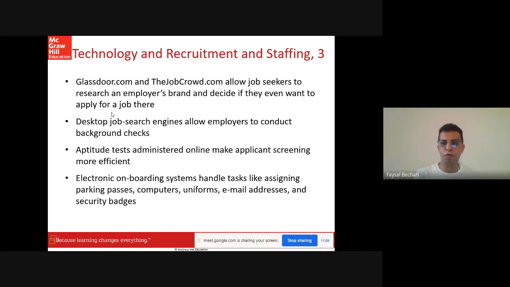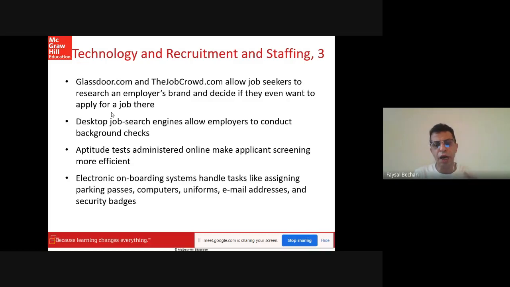As we said, for recruitment and staffing, there are so many sites where you can do a job search and apply for a job, like Glassdoor.com, like Job Crowd, like LinkedIn, which allow the job seeker to research an employer brand and decide if they even want to apply for a job. There are desktop job search engines that allow employers to conduct background checks. The aptitude test could be administered online, making application screening more efficient.